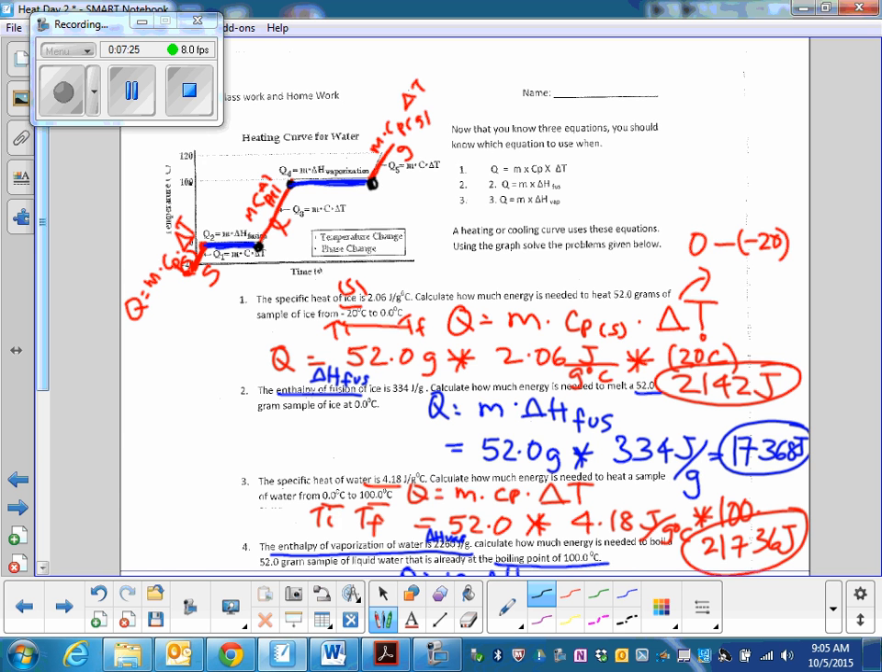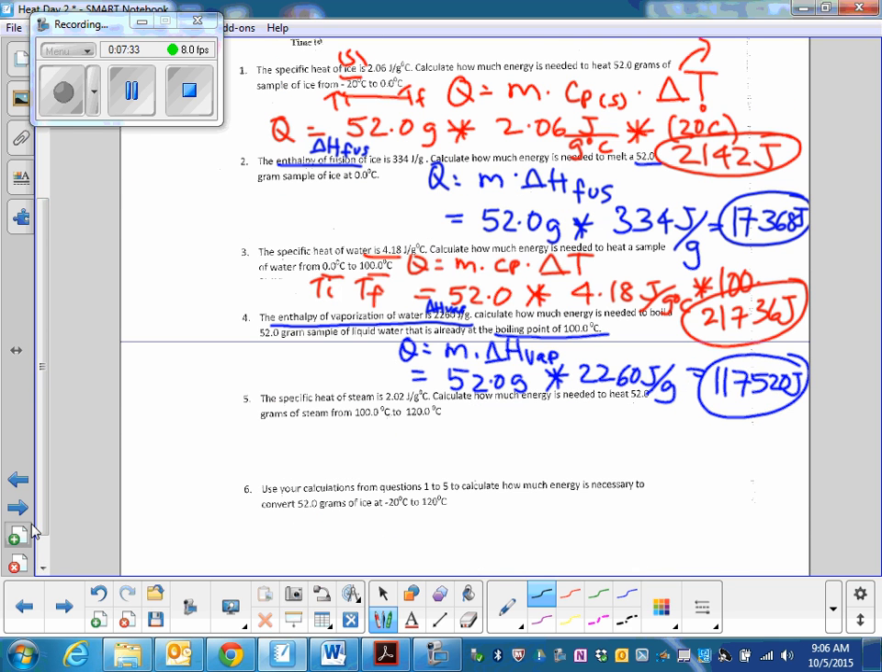Vapor or gas. What will happen? The vapor or gas will increase in temperature. Is that right? So my last and final equation is Q equals M times Cp of the gas times delta T. Is that right? And my mass of the substance is 52 grams. My specific heat of gas is 2.02 joules over grams degrees Celsius.